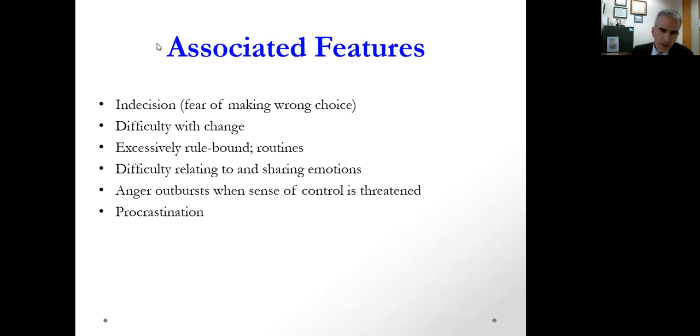They have difficulty with change, and so, like I said earlier, they can be irritated if their schedule is tampered with or if somebody cancels on them at the last minute. They tend to be excessively rule bound and like routines, like doing things the same way, even when it's not efficient. They have difficulty relating to and sharing emotions. So they may be perceived as being detached or emotionally unavailable to their partners.